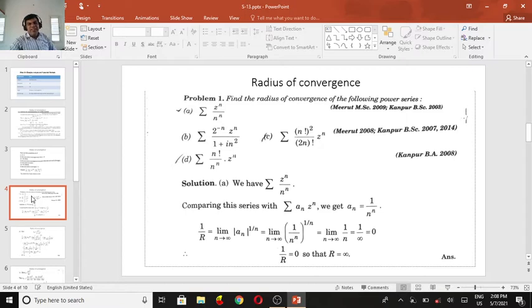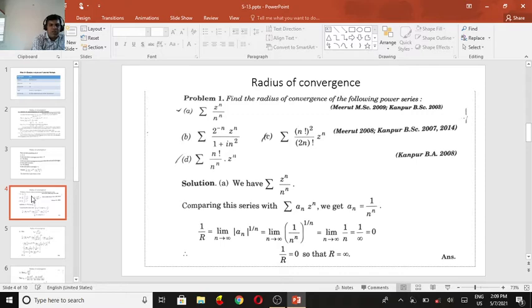So we take some problems, a few problems we discuss. Suppose we find the radius of convergence of the following power series: summation (z^n)/(n^n). I take one example. For example, if we have summation (z/n)^n, which is z^n divided by n^n, by the comparison test we say it is of the form summation a_n z^n. We get a_n here as 1/n^n.